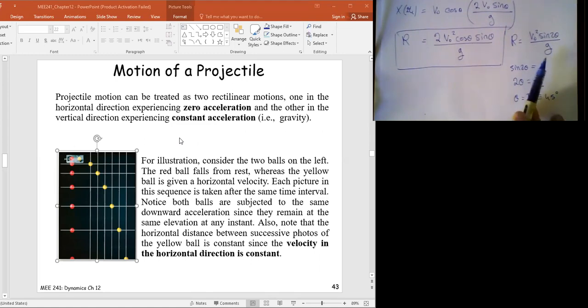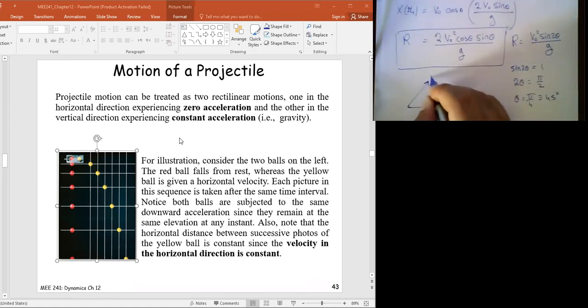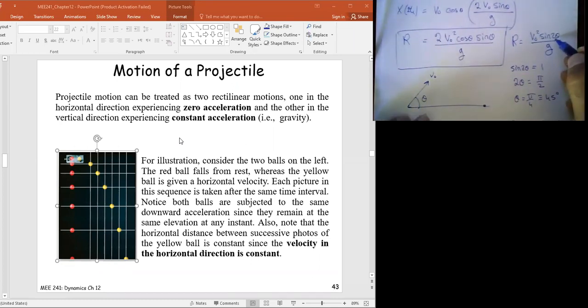Okay, now let me ask you a question. What if, like on the exam, I gave you a range, and I gave you some initial velocity, and then I ask you for theta. So you have, I'm trying to hit that target, and the initial velocity of the projectile is v0. Now, if I ask you to find the angle theta, how can you find it? You're going to use this equation, right?